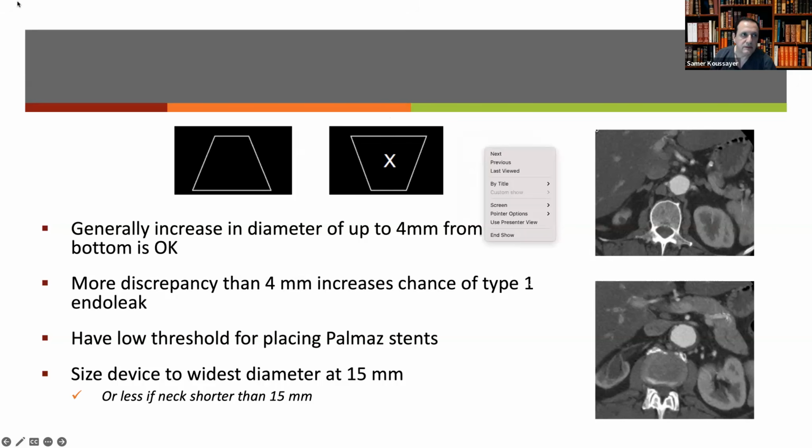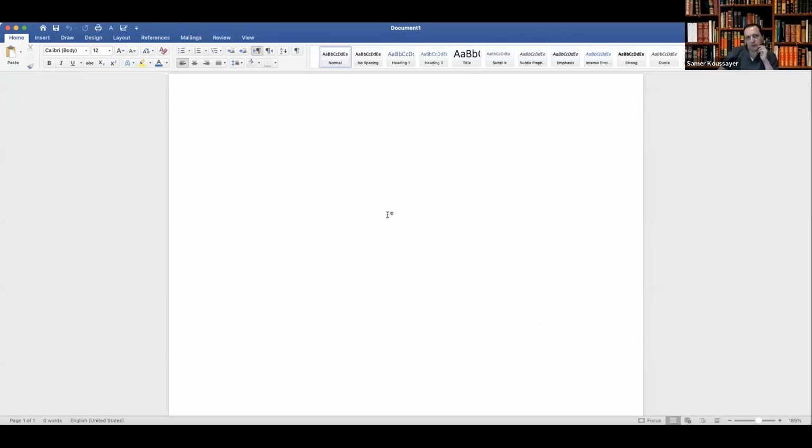Okay, too much going back. Let me see how I can get it out. Sealing zone. Well, let me draw it for you guys. Maybe it's better. Do you see my paper? You see my screen, right?